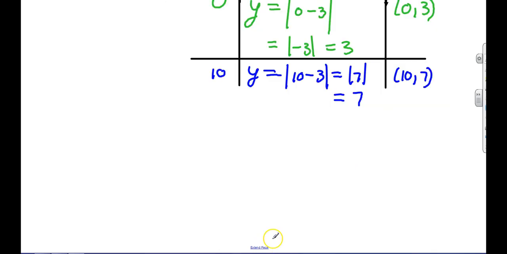One other thing that pops up, and this is usually the one problem that throws people off.